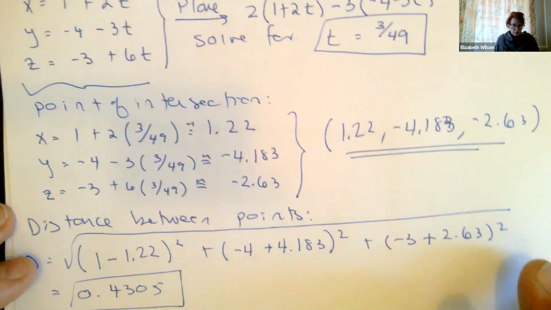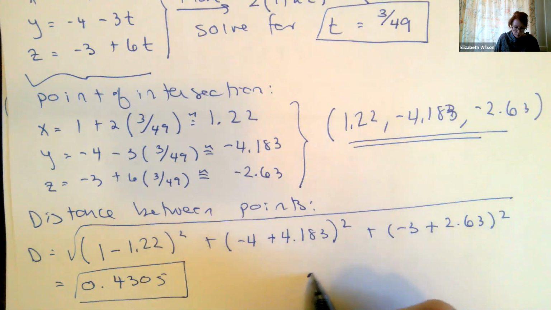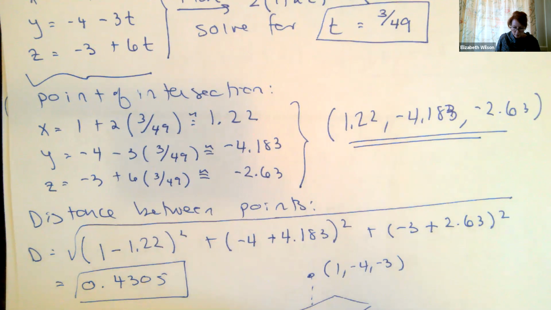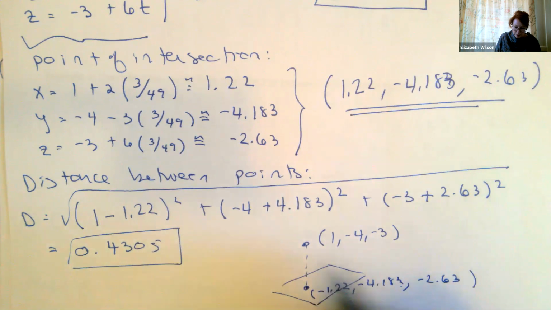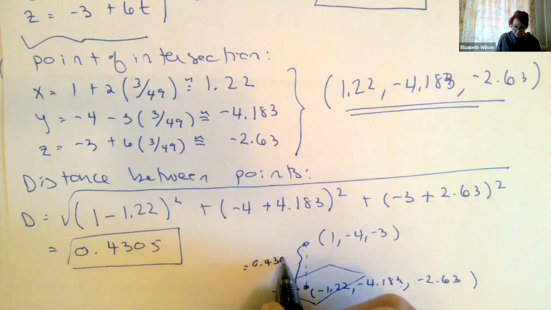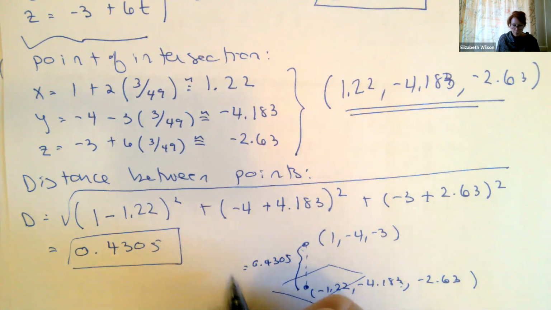So we're looking at the point 1, -4, -3, dropping it down to our plane, to this point here, which is (1.22, -4.183, -2.63). Sorry, you can't see that. And then this distance here is equal to 0.4305.